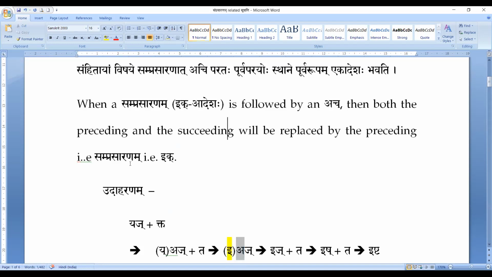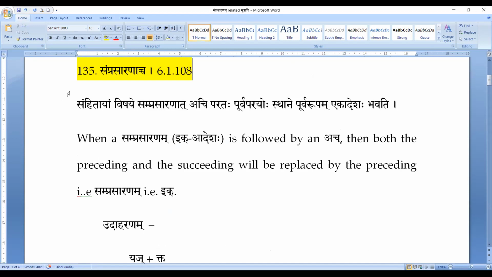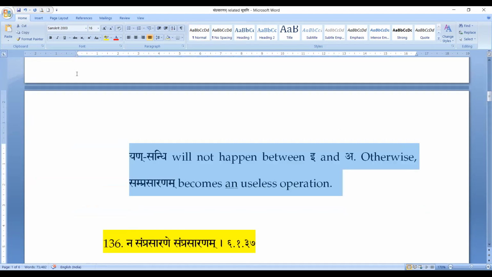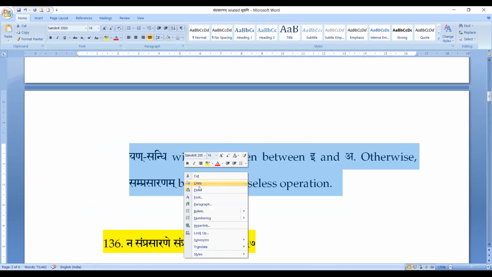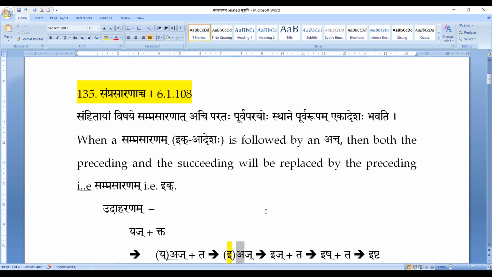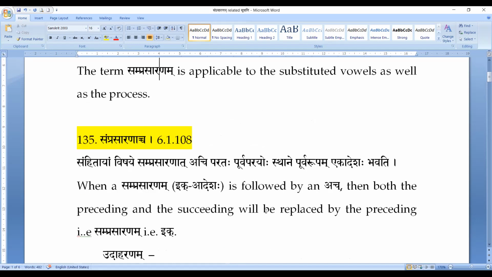First, let us understand what is Samprasaranam. Is it clear? Yes, Sharatji. Samprasaranam means the process of replacement as well as the replaced is called Samprasaranam. See, Yan letter replaced by Ik letter, it's a process, right? That's called Samprasaranam. And the replaced, that is the Adesha: the Adesha is the Yan letter replaced by Ik letter. Ik letters are also called Samprasaranam. So the word Samprasaranam, the Sanya, is referring to both the Adesha as well as the process.